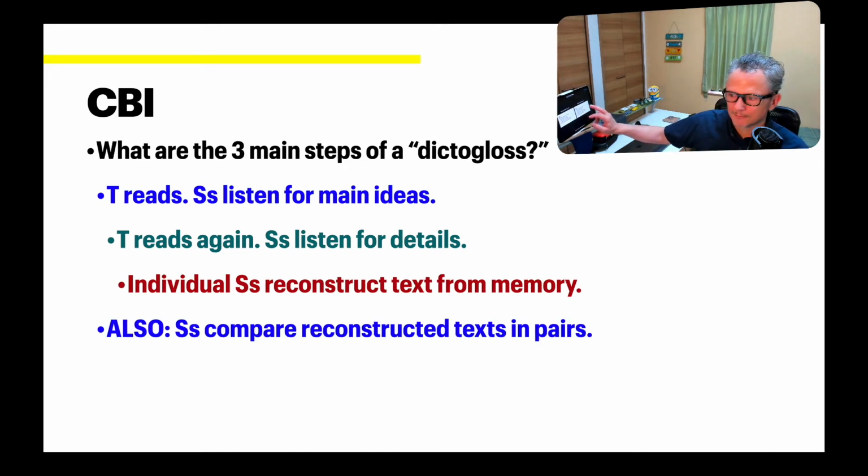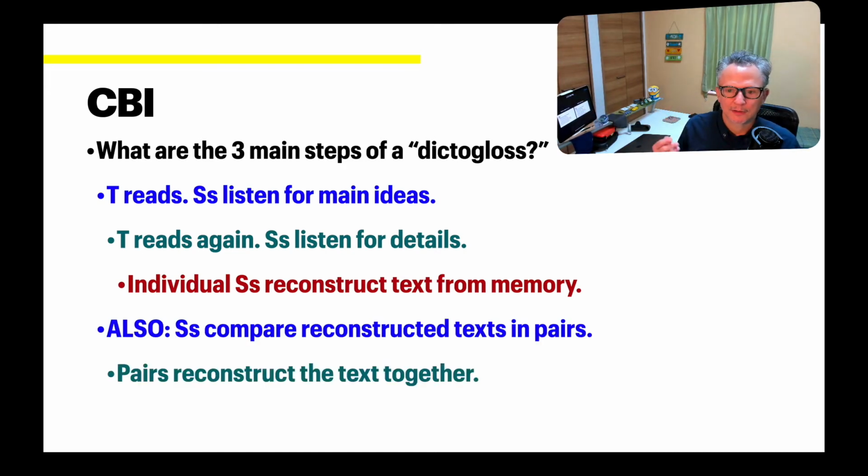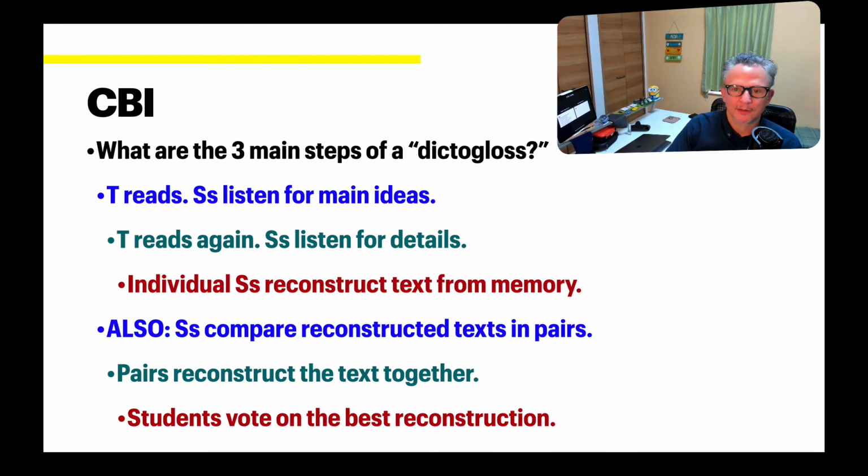This idea of a dictogloss is actually quite interesting, so I'm going to list it out here. So three main steps of dictogloss. The teacher reads a text, a story. Let's say it's a story about Michael Jordan, and the students listen for the main ideas. Then the teacher reads it again. Students listen for details. Maybe they take notes. And then individual students try to reconstruct the story about Michael Jordan from memory, right? And then they come into pairs and compare their reconstructions. And then they try to reconstruct the whole story working together, right? And so the students vote in the end on the best reconstruction.